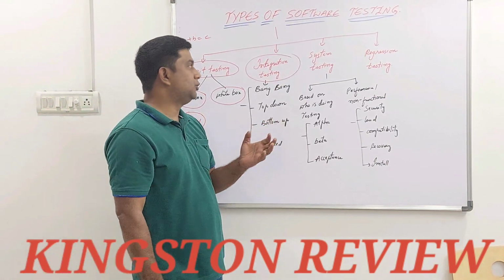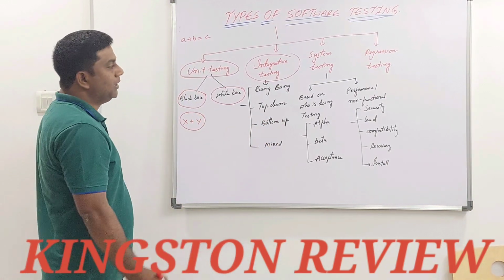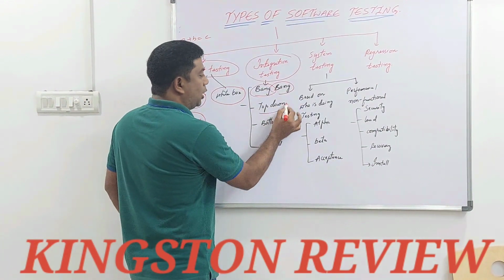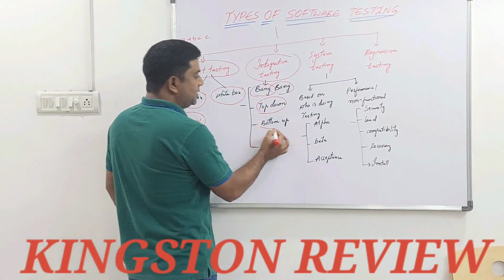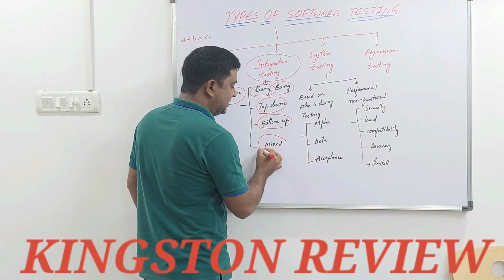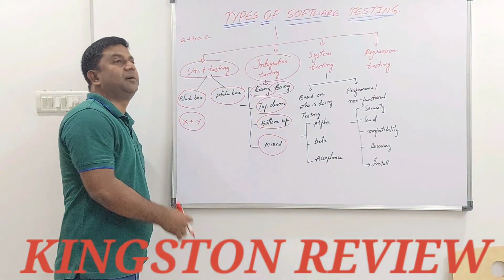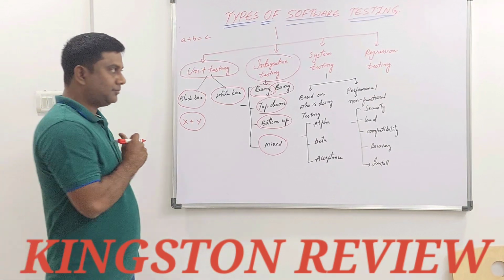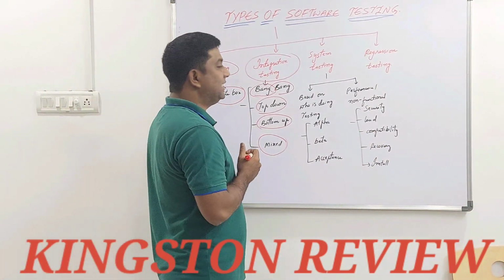And we have four different approaches, guys, when we do integration testing. The first way is big bang. The second one is top down. The third one is bottom up, and the fourth one is mixed. So these are the four different approaches involved in integration testing. And the third type of testing, guys, is system testing.